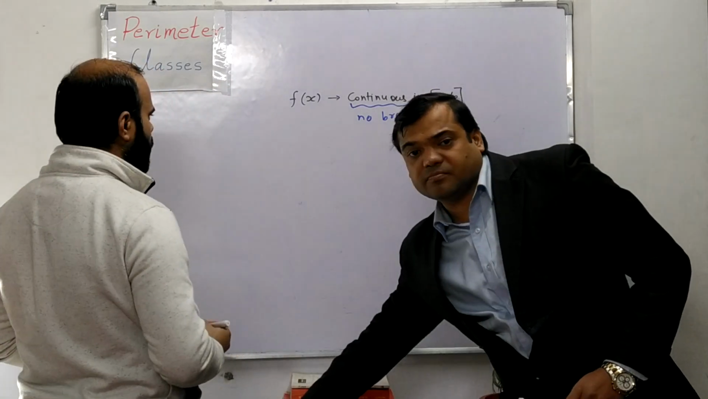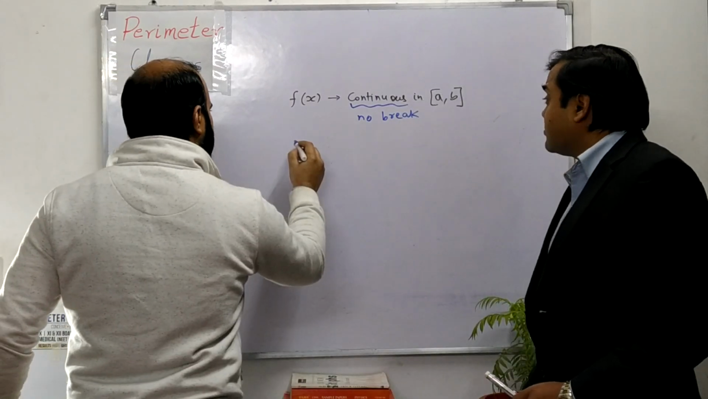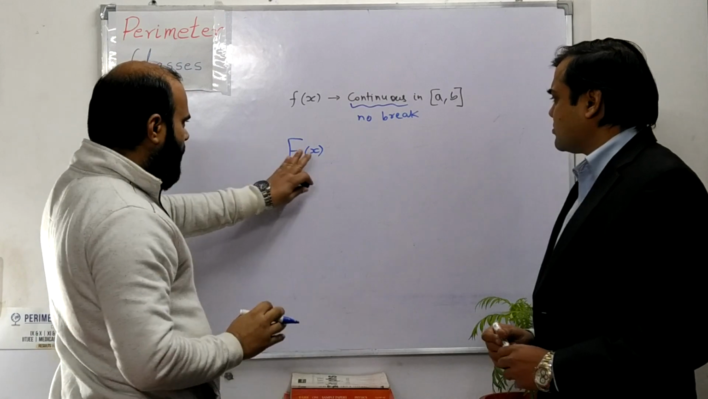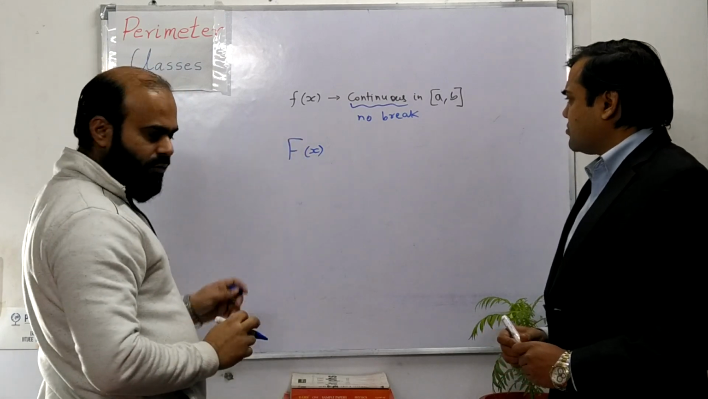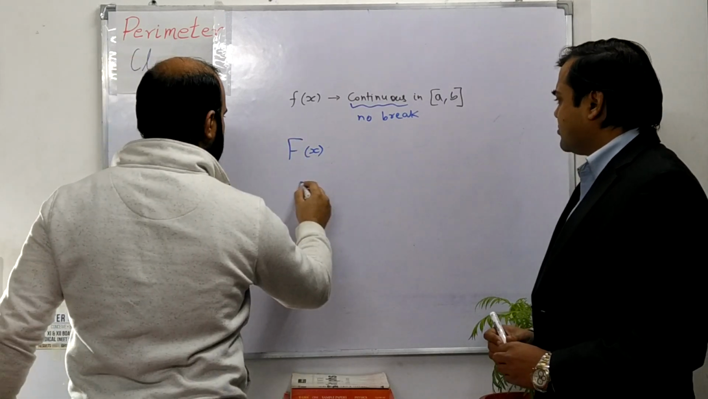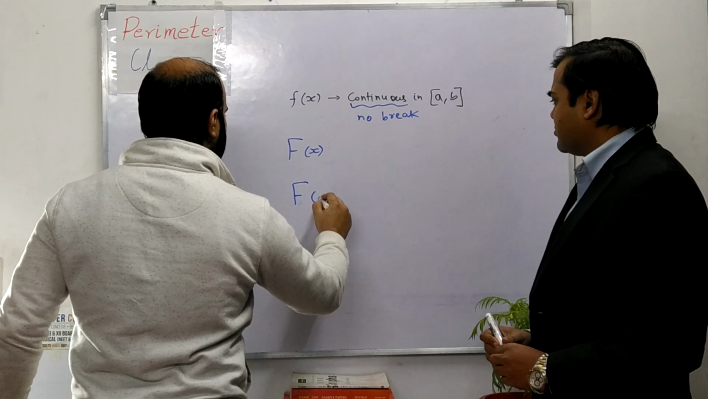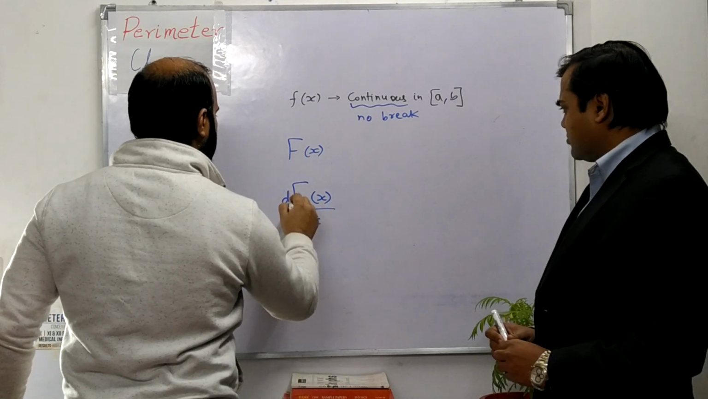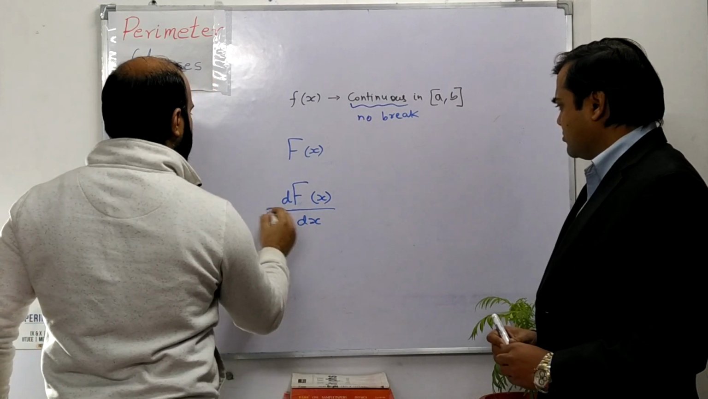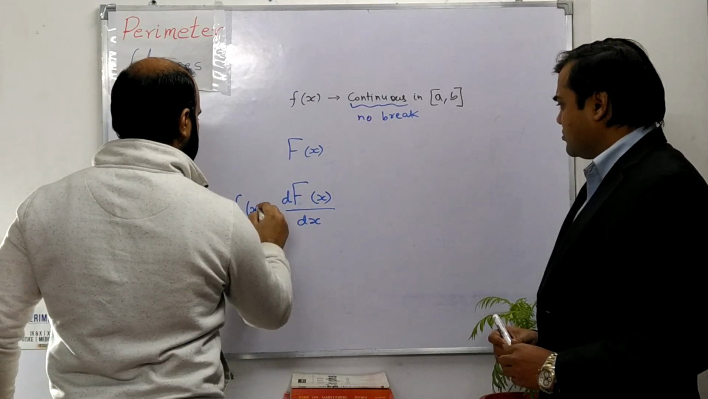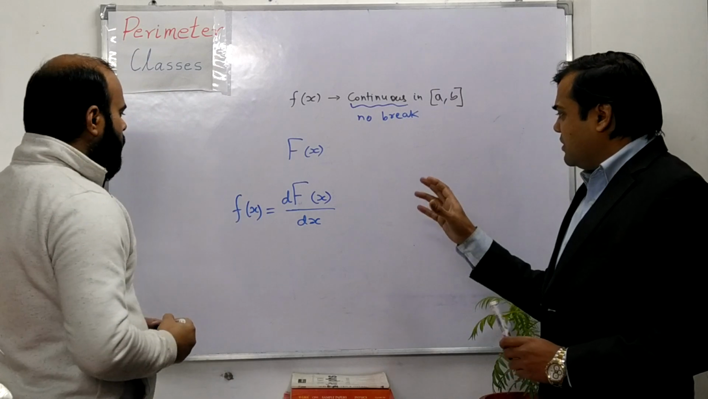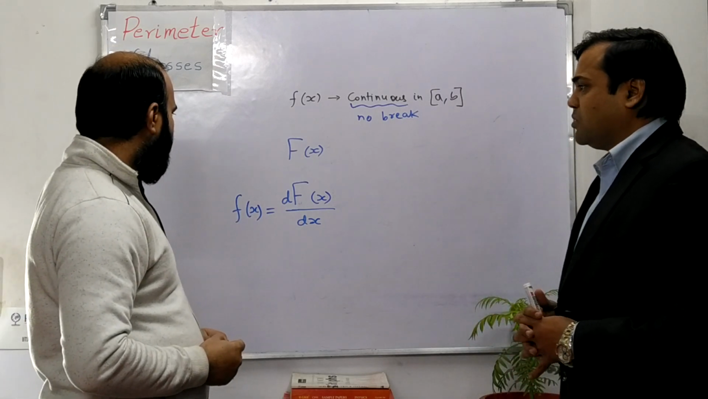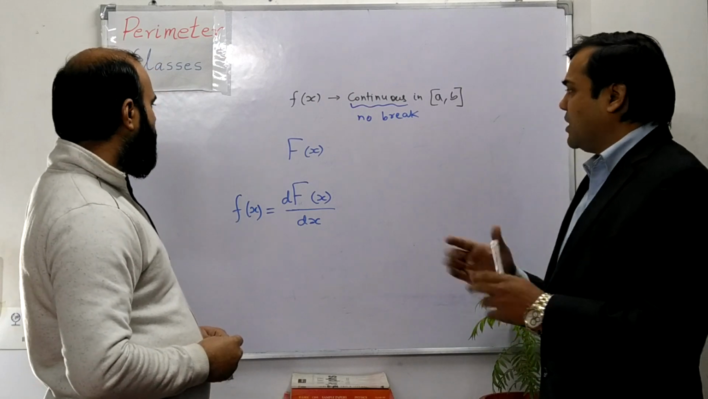Now if I take another function, capital F(x), and I say that capital F(x) and small f(x) are related by this relation: if we differentiate capital F(x) with respect to x, I get small f(x). Can we understand this concept by using some example? That would be better for a student to learn the concept with the help of examples.